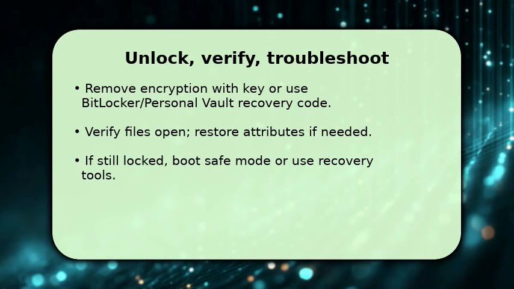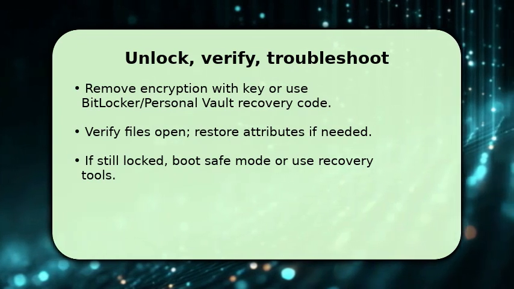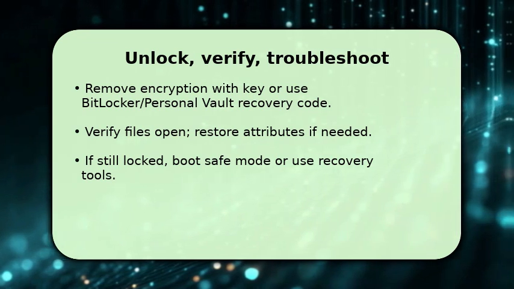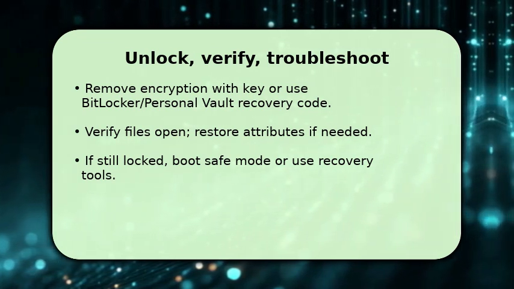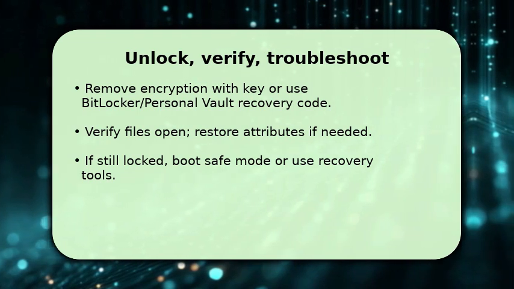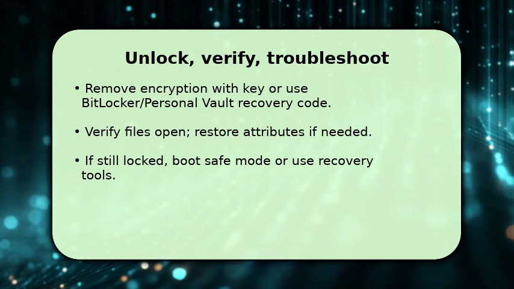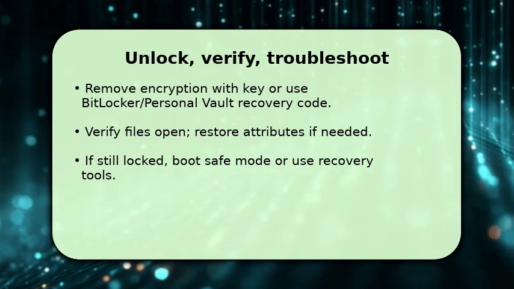Finally, unlock the folder. If encrypted, supply the recovery key or decrypt using BitLocker or the originating app. For OneDrive Personal Vault, authenticate with the required method. Once decrypted, open several files to verify readability and then restore any changed attributes such as read-only.